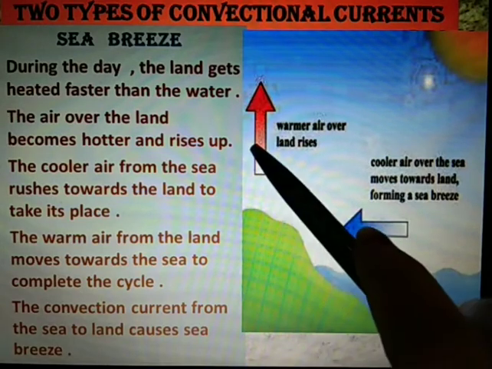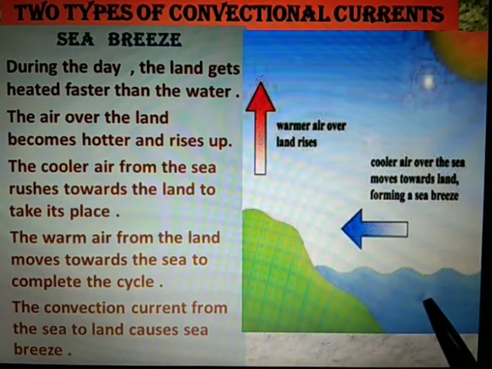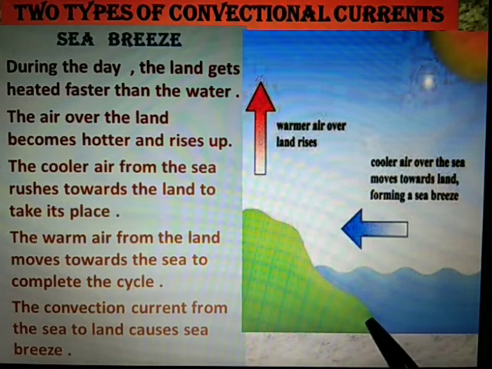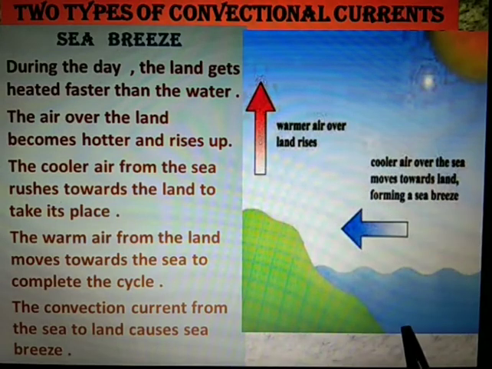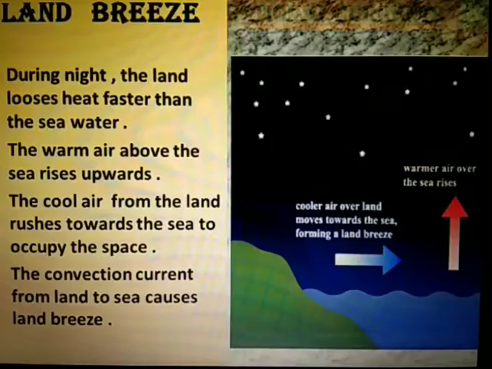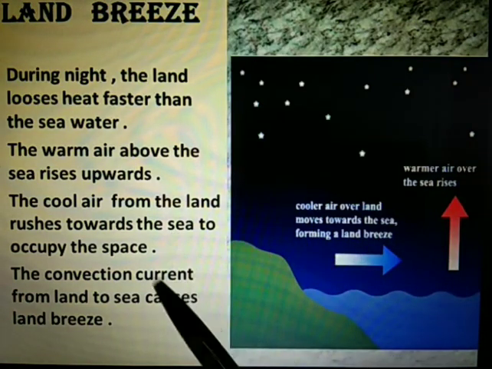Now the warm air from the land moves towards the sea to complete the cycle. The convection current from sea to land causes sea breeze. Is it okay? Now next is land breeze. Land breeze is formed during night.